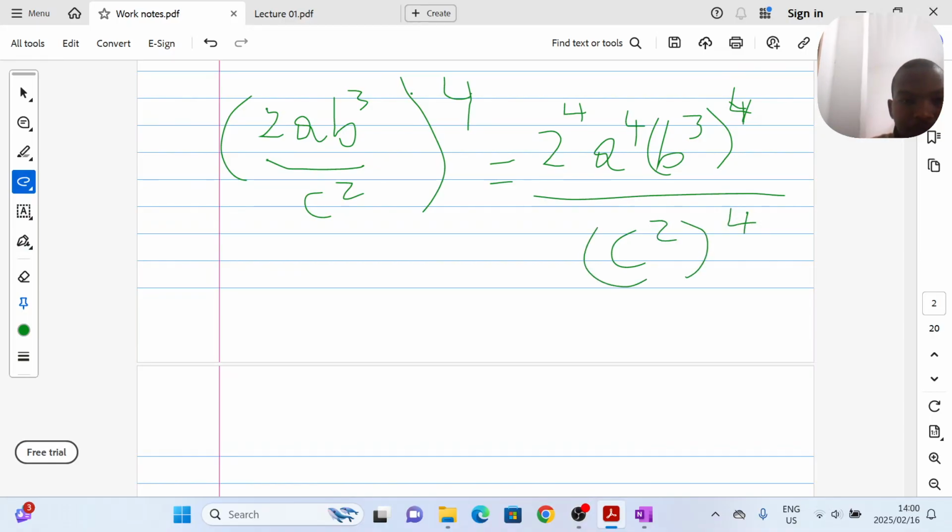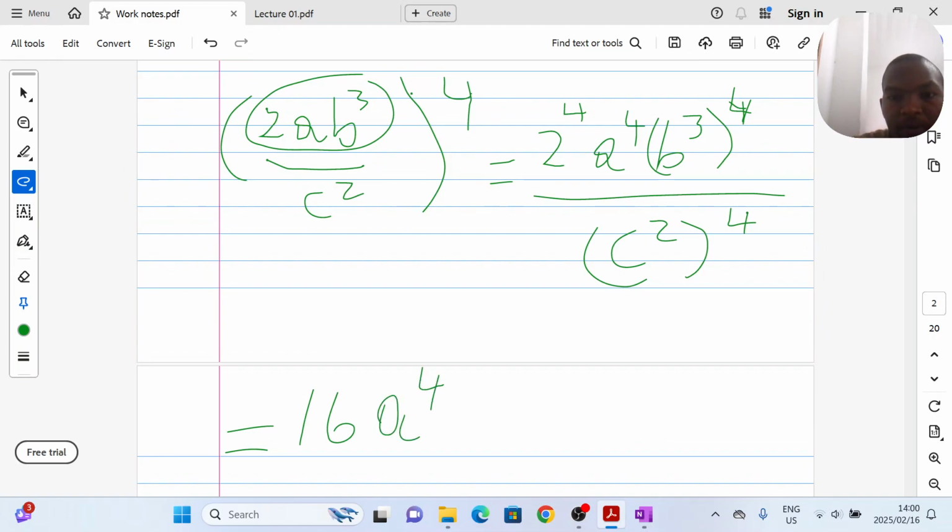Remember the rules. The rule we had here was that if you have this thing all to the power 4, it means that we can give each of these terms power 4. Now that we have that, what is that equal to? 2 to the power 4 is 2 times 2 times 2 times 2, which is 2 times 2 is 4, 4 times 2 is 8, 8 times 2 is 16. So we're supposed to have a 16 there. And we're supposed to have a to the power 4.